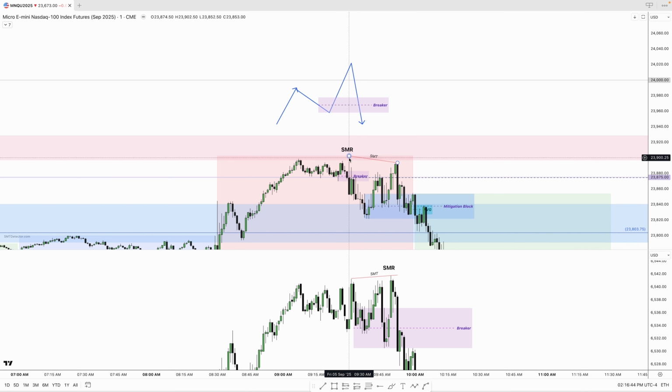So if you just look at the left side of the curve, so this is the center line of the curve, all right, the SMR. Everything to the right side, everything to the left side. The breaker's on the left side of the curve. Okay, so you're going to use that as the CSD. So once we trade below that, that confirms CSD on NQ. However, we don't even have SMT at that point.